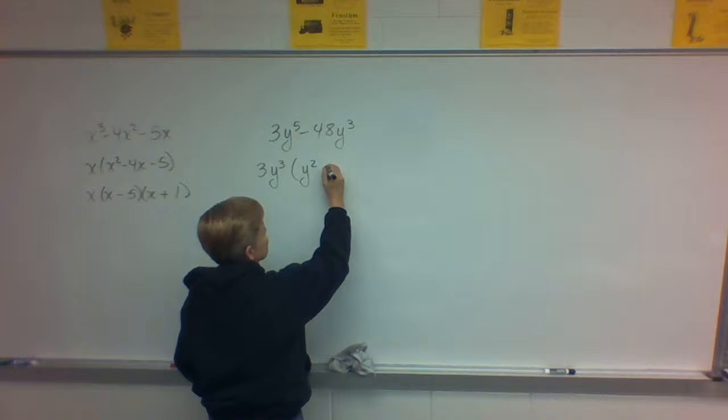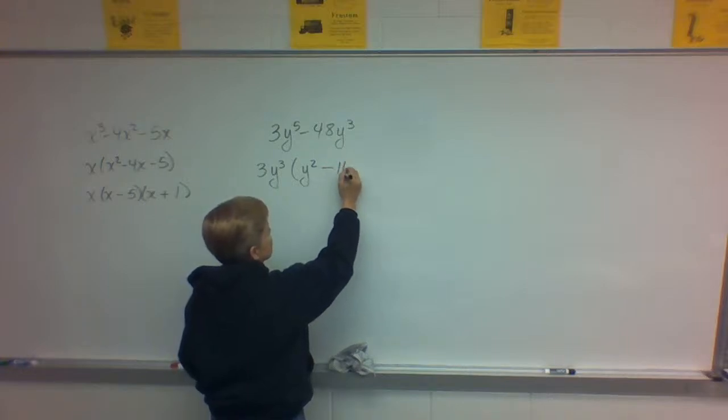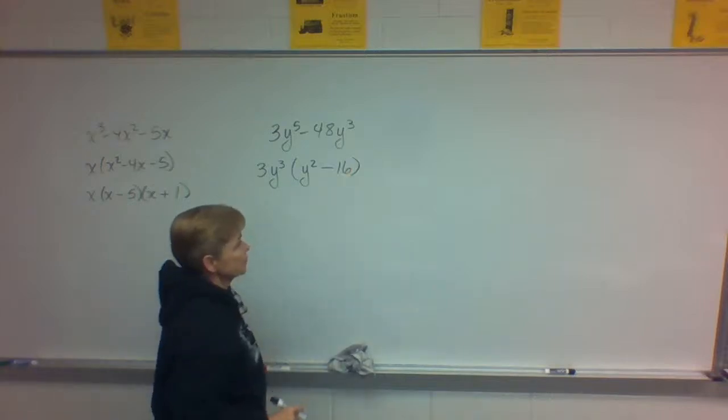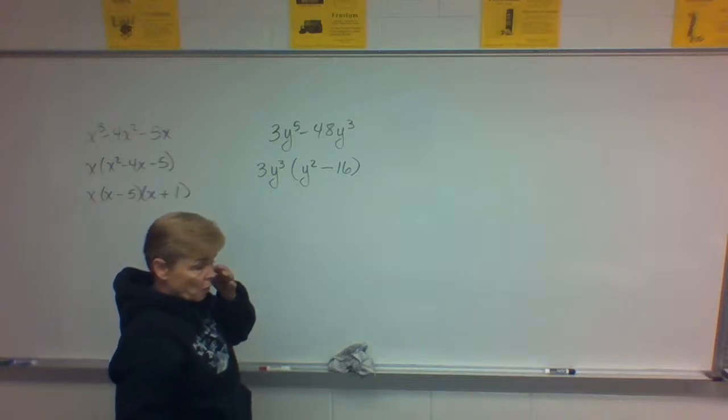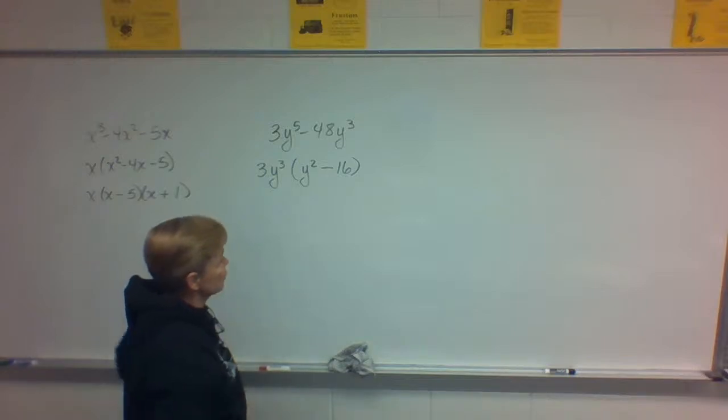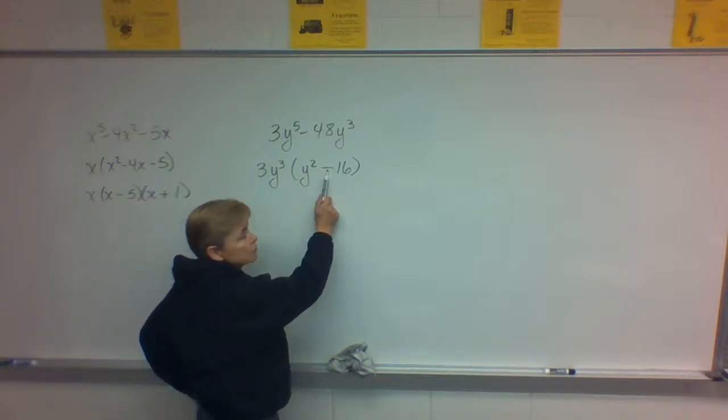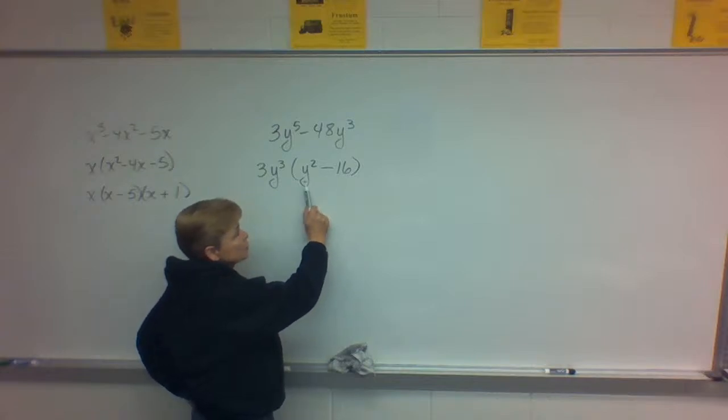Positive or negative? Negative. And there's no y's left? Or are there? No, they all got divided out because there were 3 of them there. And take a look at what you've got left now. You have to remember this little skill from quadratics too. This is a difference, because it's a minus, of 2 squares.